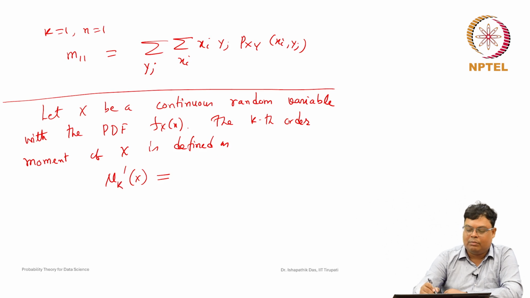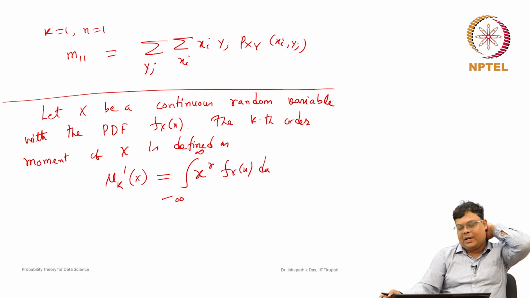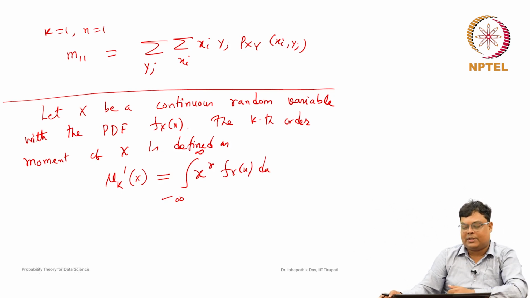So, μ_k' of X is equal to the summation for a discrete random variable, and for a continuous random variable it is the integral from minus infinity to plus infinity of x to the power r f(x) dx. Similarly, for a bivariate continuous random variable it will be extended.